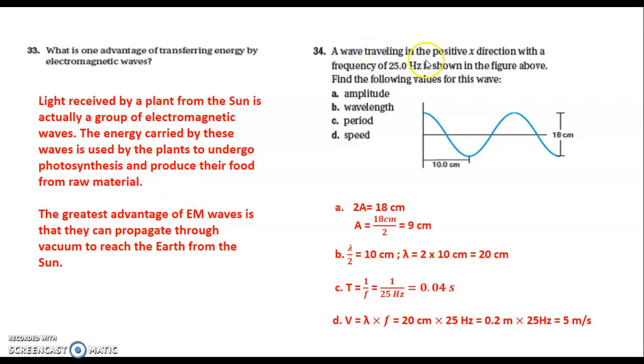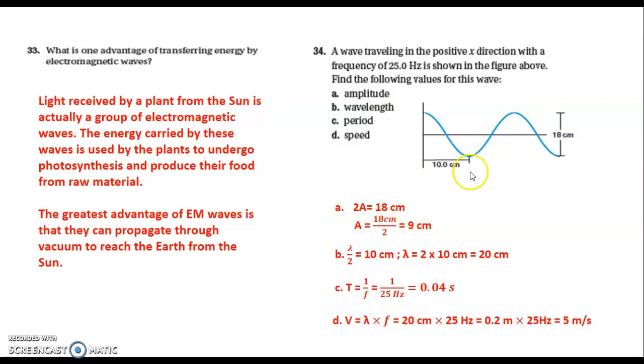A wave traveling in the positive x direction with a frequency of 25 Hz is shown in the figure below. Find the following values for this wave: amplitude, wavelength, period, and speed. You are given here double the amplitude, so 2A is equal to 18 cm. Amplitude is measured from the equilibrium position to the crest, or from the equilibrium position to the trough. So 2A is 18 cm, and A is half of 18, it's 9 cm.